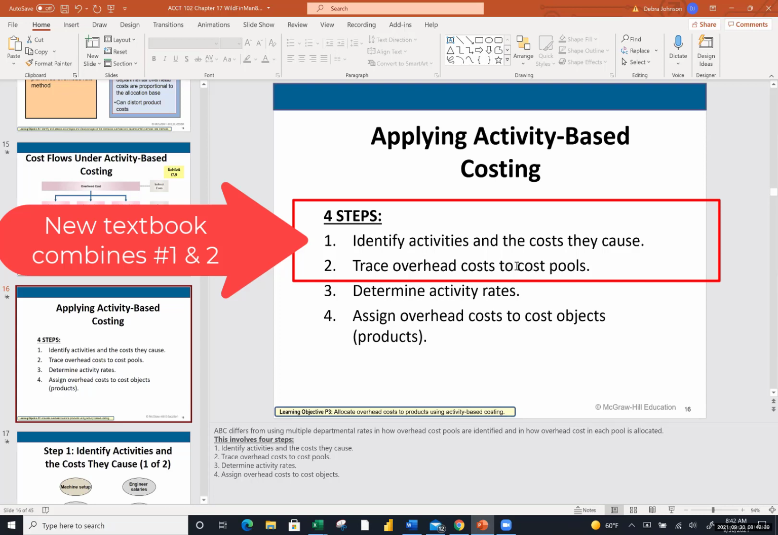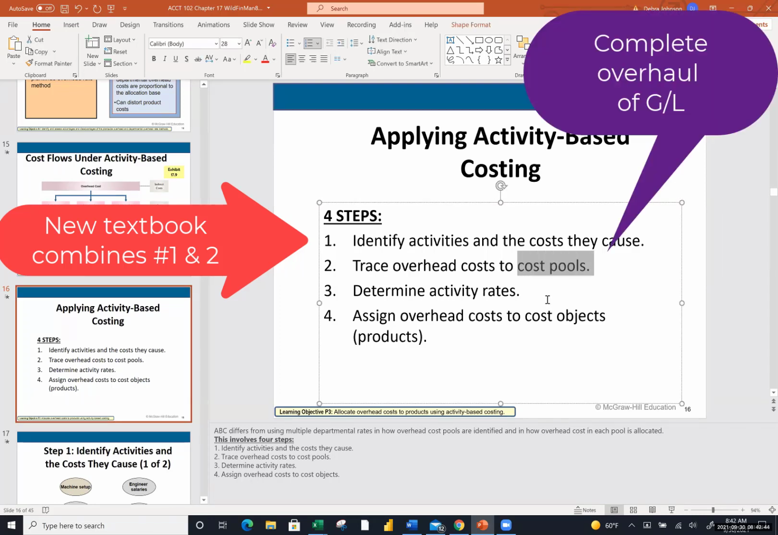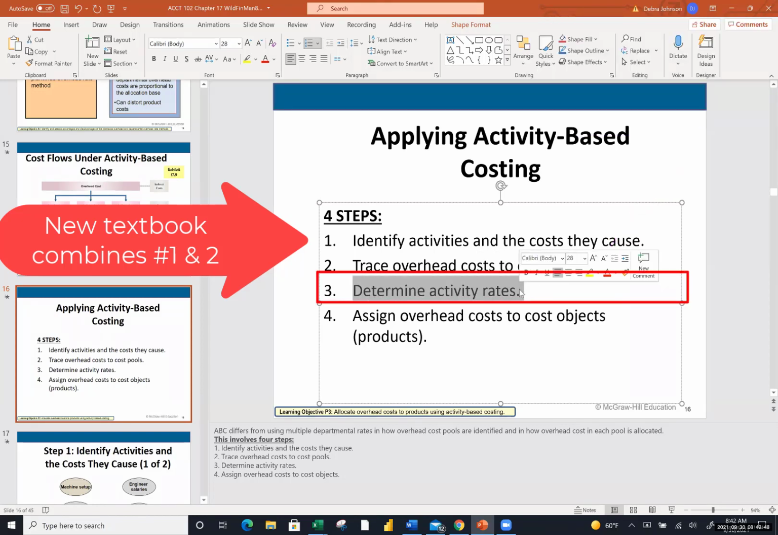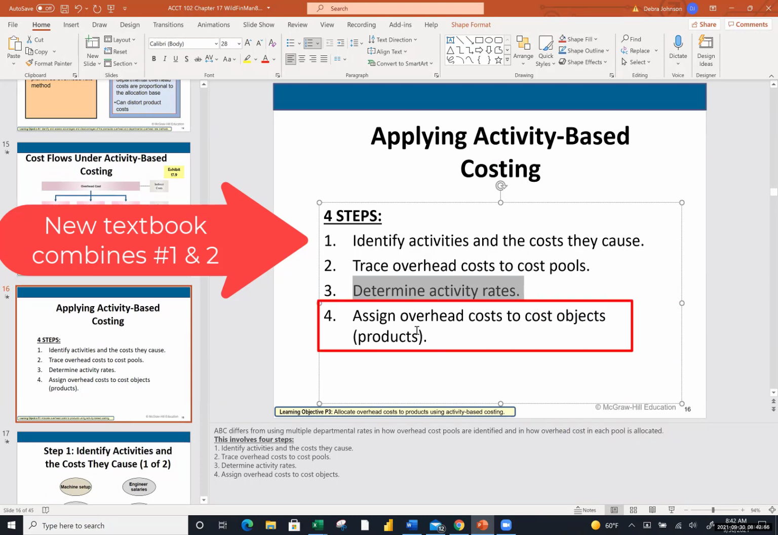They trace the overhead to cost pools, and so they overhaul the general ledger system. They calculate a rate per activity for each major activity, so it can be cumbersome. And then eventually each one of those activities is pushed down to the product line. And then the PowerPoint slide goes into greater detail on all of those.